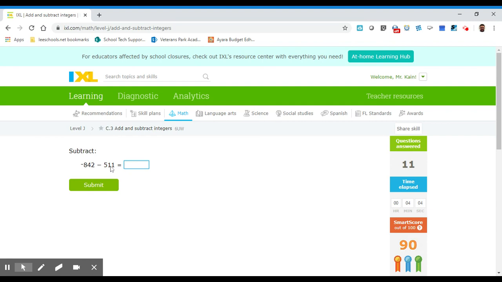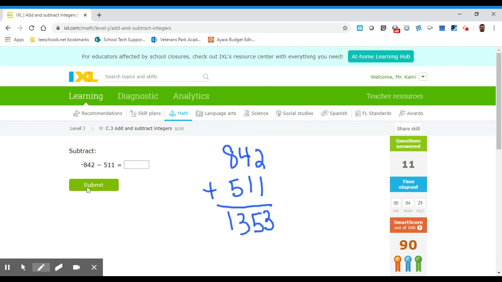That's all. I really, really want to encourage you to stay away from the calculator while we're doing this. Since it's the same sign, you're going to add. So it's going to be 842 and 511. Just add them up, right? So 2 and 1 is 3, 4 and 1 is 5, 8 and 5 is 13. Now, since they're both negative, it's going to be negative, and your answer here is going to be -1353.